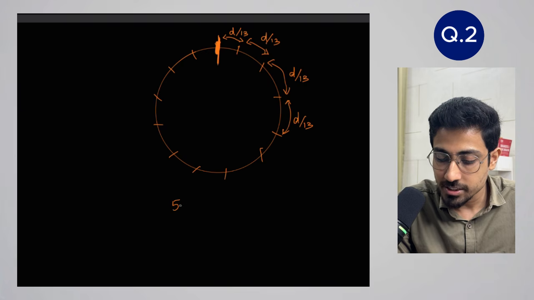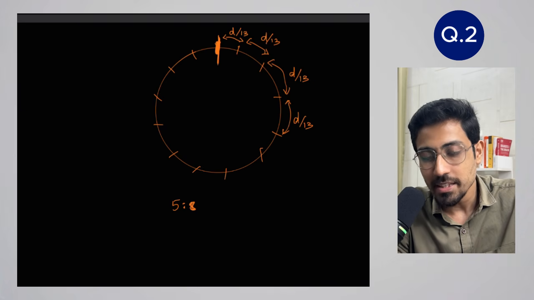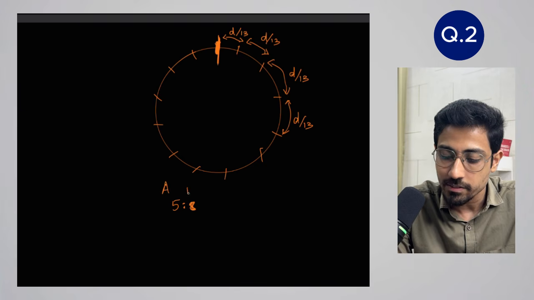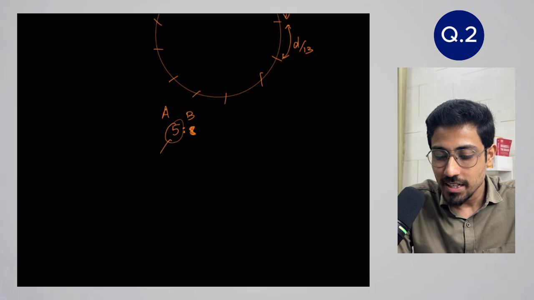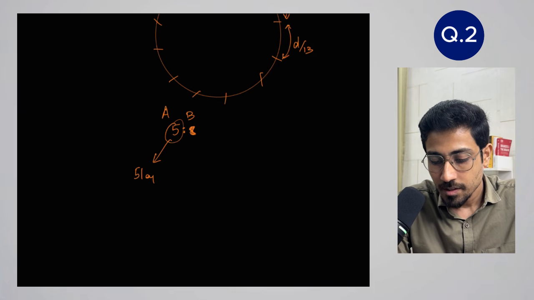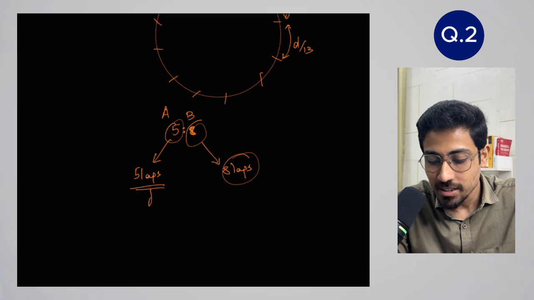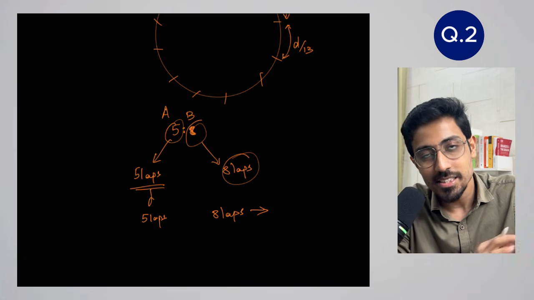So here I had a ratio of 5:8. Can you tell me, when they meet at the starting point, how many laps would A have covered and how many laps would B have covered? Either you can count it or you can simply say that when A covers 5 laps, at that time B covers 8 laps. This is the simplest ratio. So I can say A has covered 5 laps and B has covered 8 laps when they meet at the starting point. This is true.